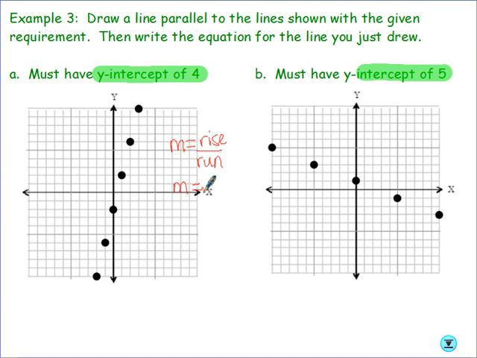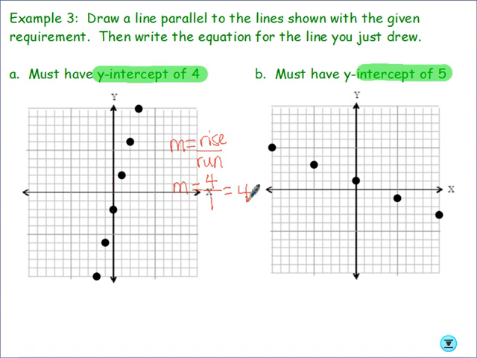So pick any dot you want to start at. I'm going to start at this one, and I'm going to count to the next one. So I'm going to count up 1, 2, 3, 4. Since I went up 4, that's a positive 4. And then I'm going to go to the right 1. Since I went to the right 1, that's a positive 1. So our slope is a positive 4 when we divide. 4 divided by 1 is 4.